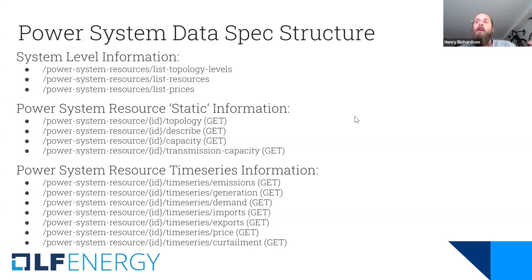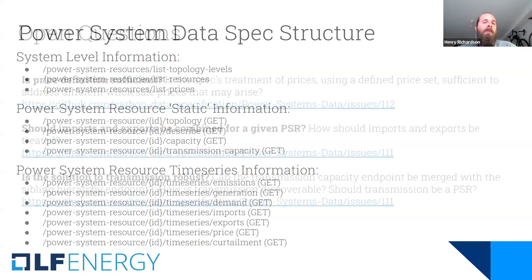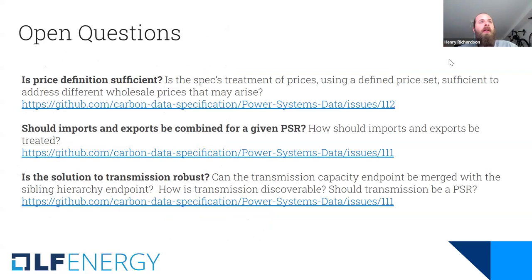But we have a set of open questions on the next slide where we're looking for feedback. We have a draft standard, but there are some open questions that we'd really like help exploring. We've defined a way of describing prices in the spec, but do we think it's robust? Does it cover all of the different cases we may encounter in the world? What is the treatment of imports and exports effective? Currently they're broken out separately, but they could be combined as positive and negative. There are some advantages to having them combined and some advantages to separating them.